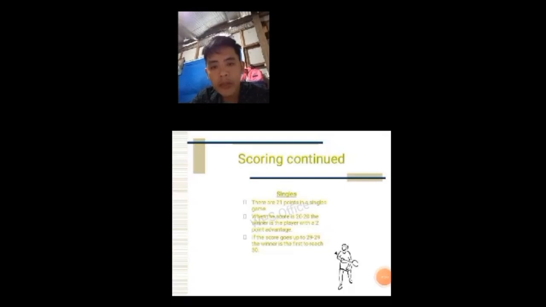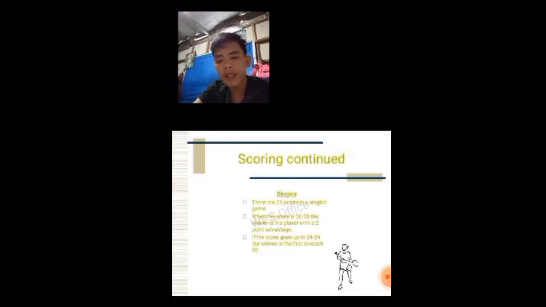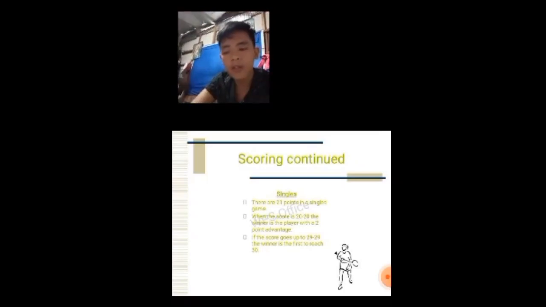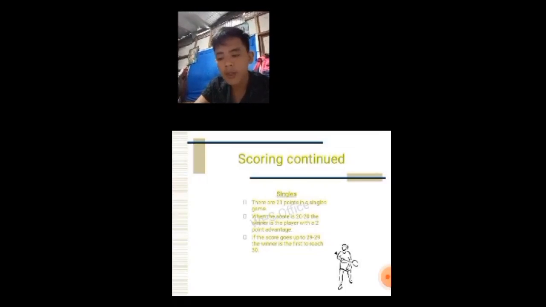Singles. There are 21 points in a single game. Whether you're playing singles or doubles, you'll win the game when you get 21 points before your opponent does. When the score reaches 20 to 20, there will be a deuce. This means that either side must lead by 2 points to win the game.